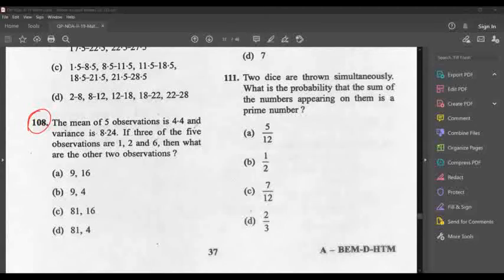The mean of 5 observations is 4.4 and variance is 8.24. If 3 of the 5 observations are 1, 2, and 6, then what are the other 2 observations? Options: 9, 16; 9, 4; 81, 16; 81, 4. I want all of you to do it. Please try. You'll be able to do this question, it's a direct question, a bit lengthy also. Try all of you.